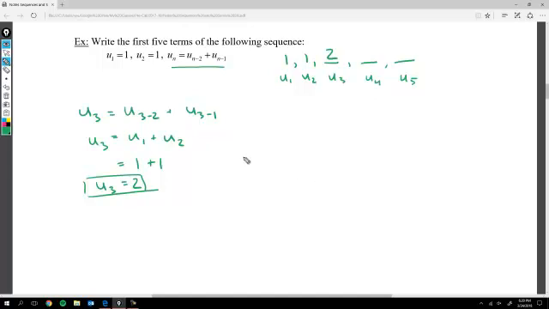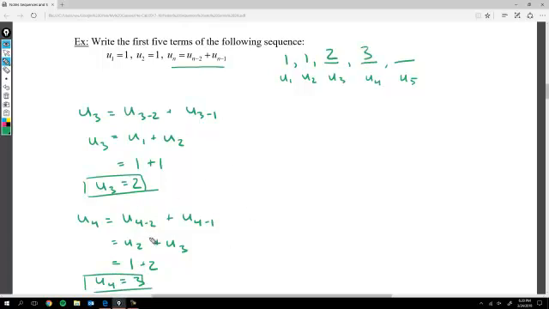All right, let's do it again. So I want to find the fourth term. Okay, well, if I simplify this, this is telling me I have to add my second term and my third term together. Well, my second term is 1. My third term I just found is 2. So my fourth term is 3.